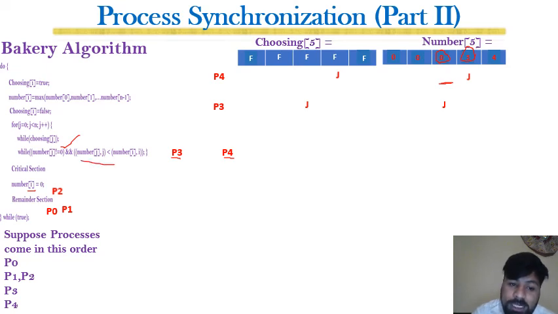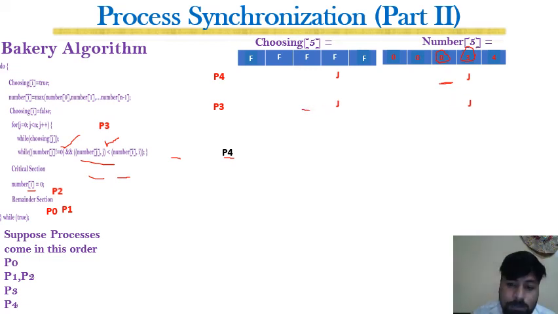So the first part of the condition for P4 is true. For the second part, number at J comma J should be less than number at I comma I. So 3 and 3 should be less than 4 and 4. The condition is true. So both conditions are true for P4. That is why P4 will once again fall into the busy wait state, and it will be blocked. But P3 will have to proceed, because previously it had detected for P3 that J stands here.